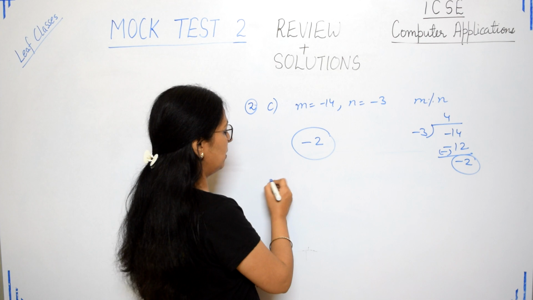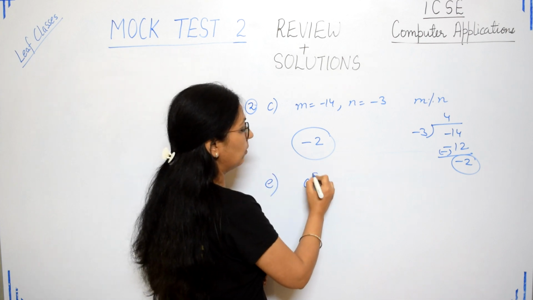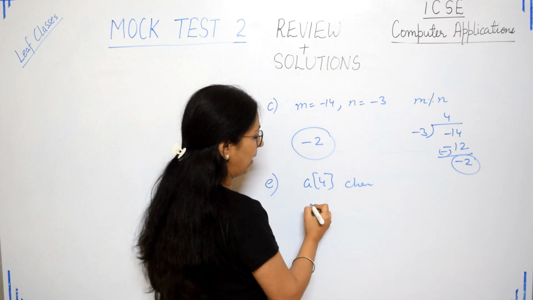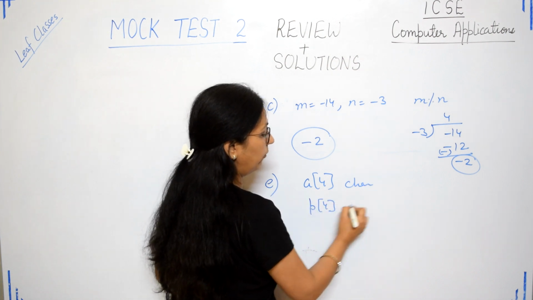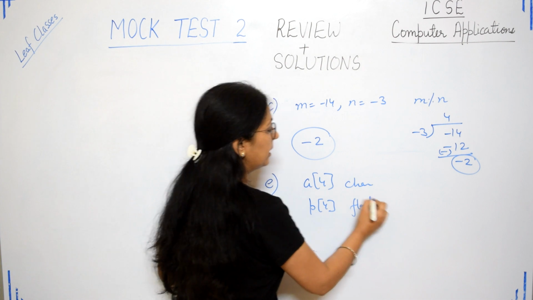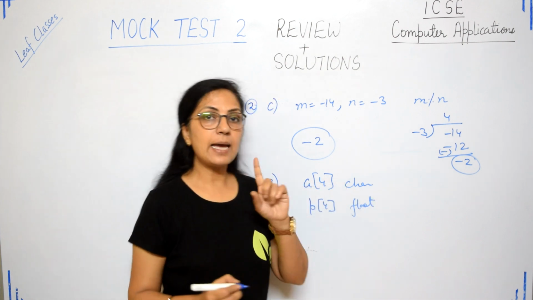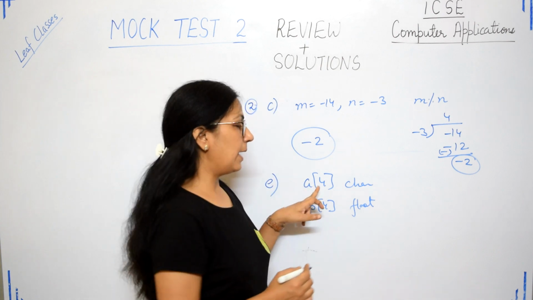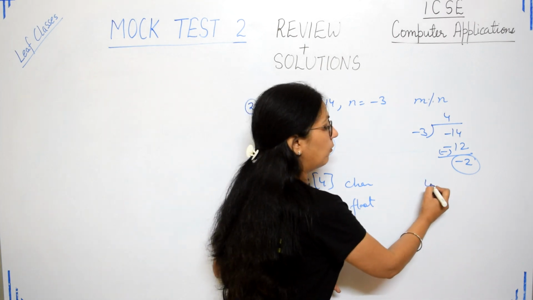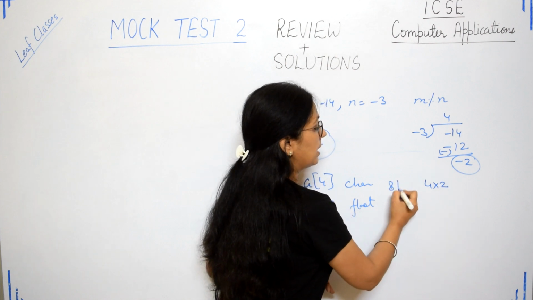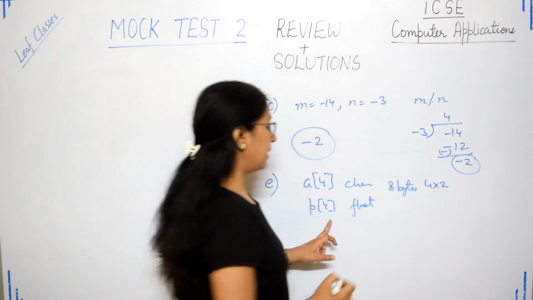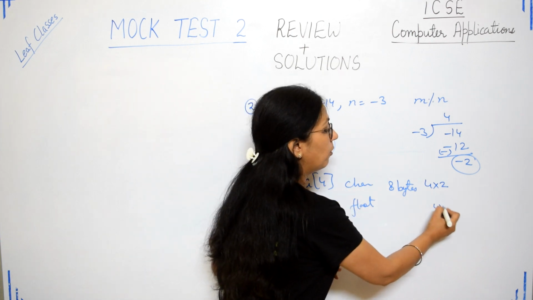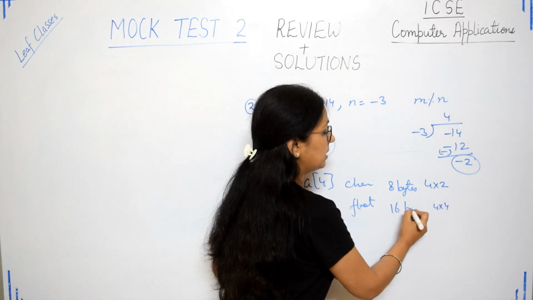Then the next question, E part, was you have to give the size in bytes for A4 of char value and P4 of float data type. Children, here it is an array and each character value takes 2 bytes in the memory. So an array of size 4 will take 4 into 2, so size will be 8 bytes. Similarly, float takes 4 bytes of memory space, so it will be 4 into 4. The answer should be 16 bytes.